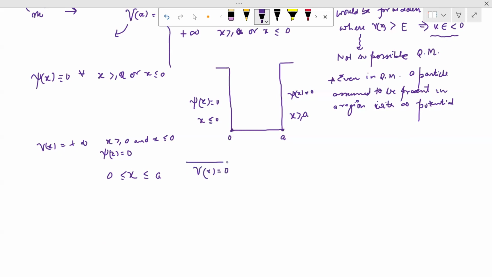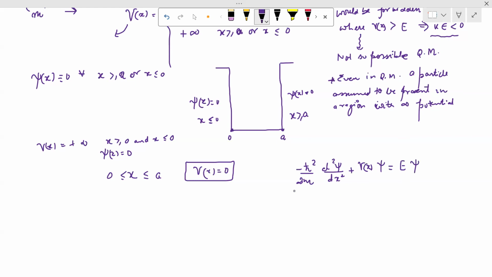It is equal to 0. So the potential V(x) is equal to 0. Here we are going to write the Schrodinger equation: minus ħ² upon 2m d²ψ upon dx² plus V(x)ψ is equal to Eψ.